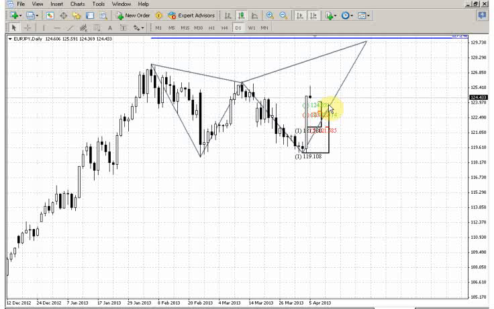Let's see how it will turn. Let's wait for the levels that we have specified, and maybe we will get some intraday reversal patterns there, something that points that we could join the upward action.